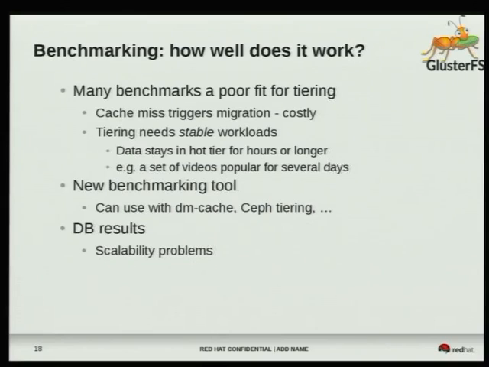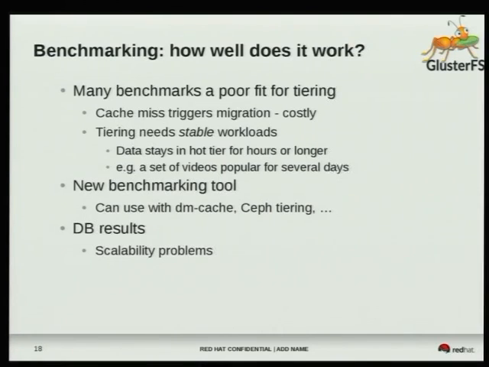When I say that, I mean that the data will stay on the hot tier for an extended period of time. Data cannot move quickly between the tiers. That's not a good use case for us. That's not a way to use a cache tier. More like it would be something like some videos, some movies maybe, that are popular for a few days, a few weeks. They reside on the hot tier during that time. When they become less popular, they migrate to the cold tier, and new movies replace them on the hot tier.